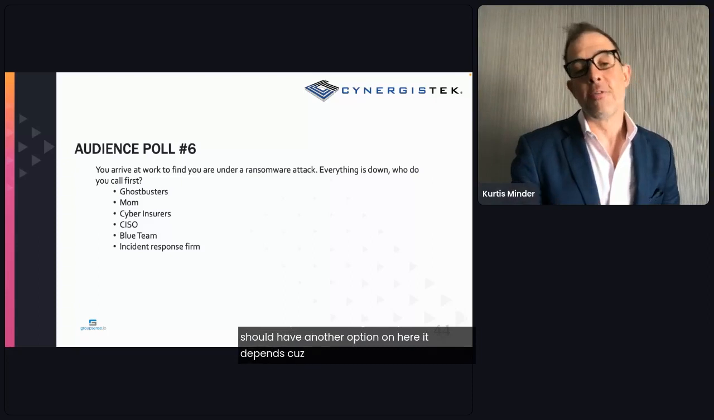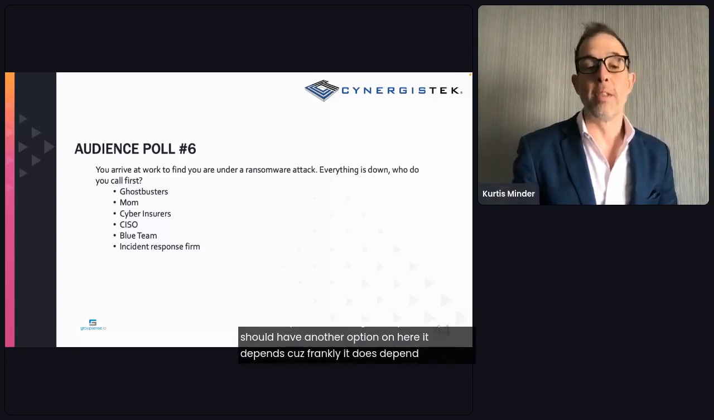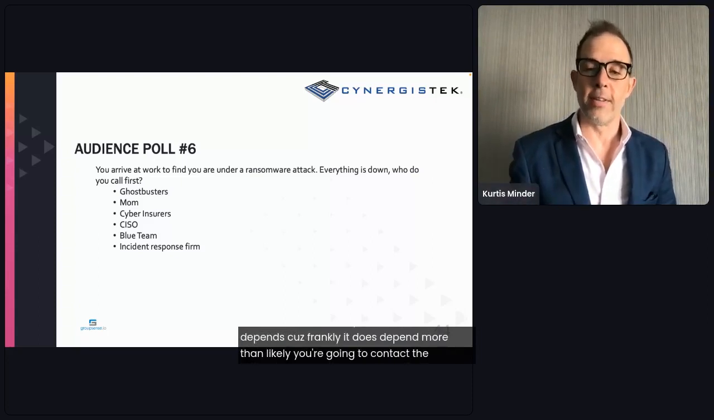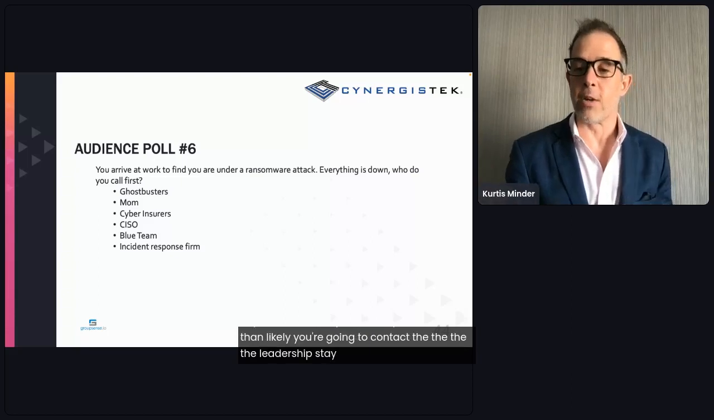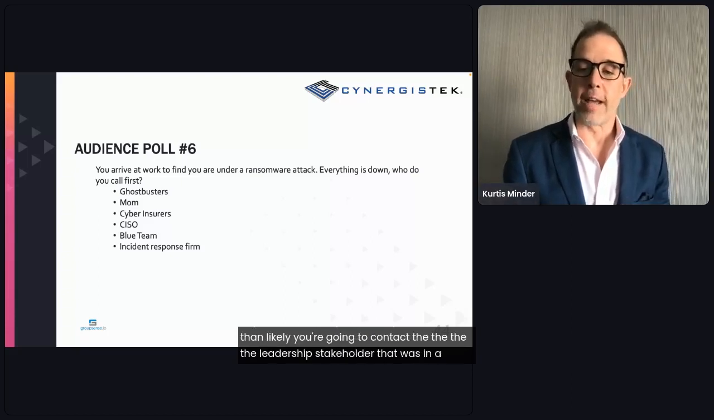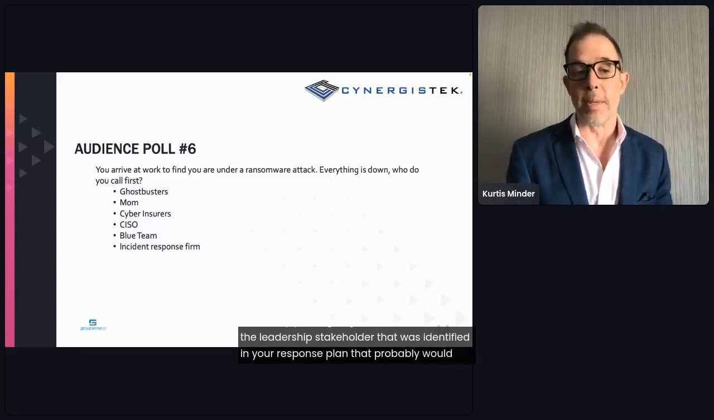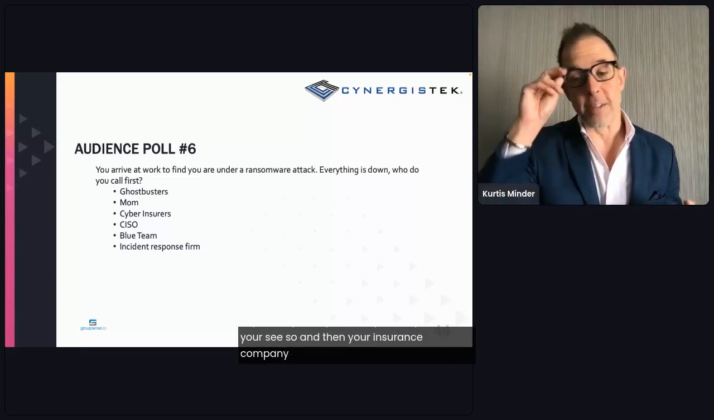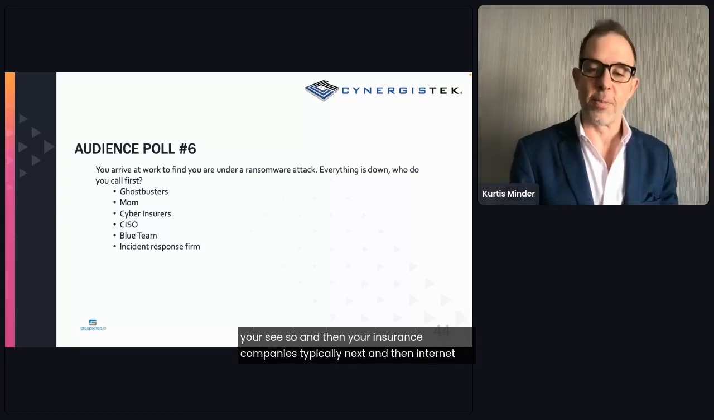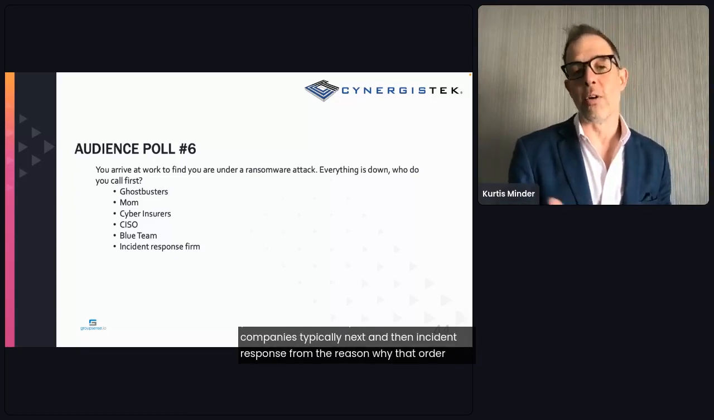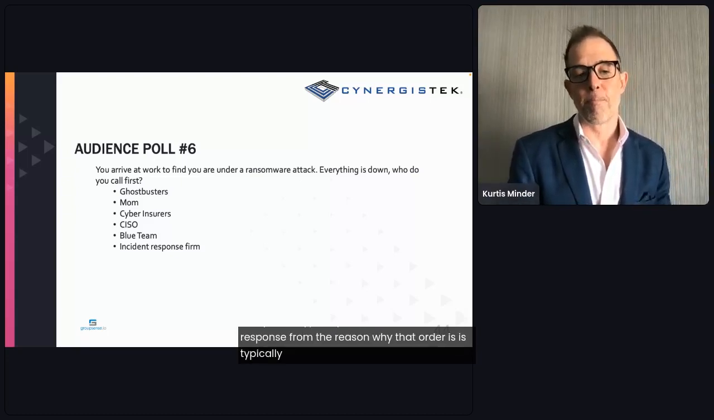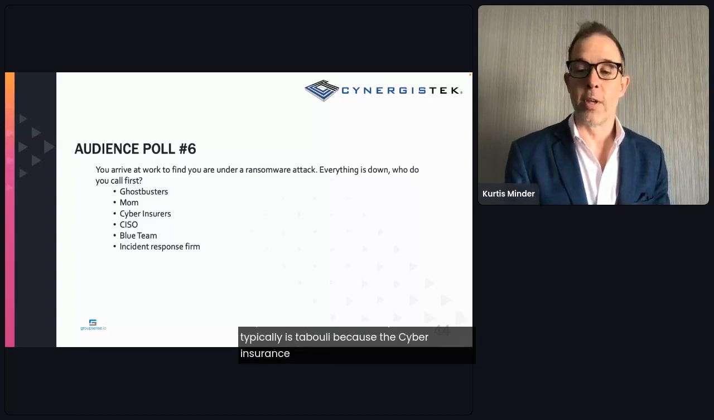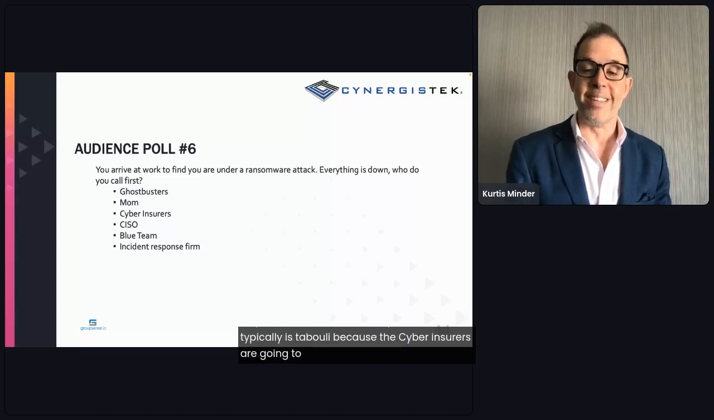It depends, because frankly, it does depend. More than likely, you're going to contact the leadership stakeholder that was identified in your response plan. That probably would be your CISO, and then your insurance company is typically next, and then the incident response firm. And the reason why that order is typical is because these cyber insurers are going to either approve or dictate who that incident response firm is.